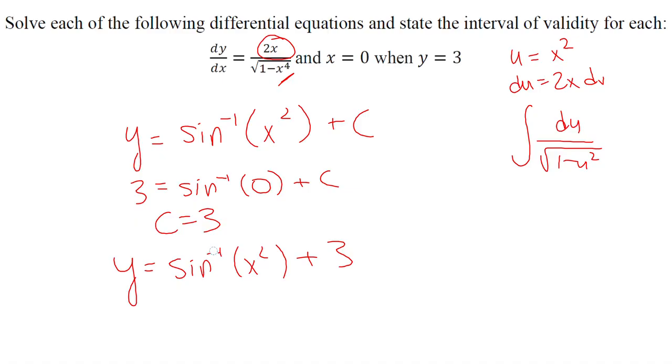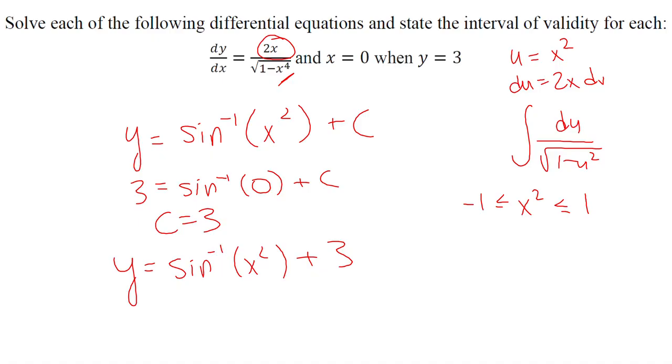And of course, we have to think about the interval of validity. We can only take the inverse sine of things that are between -1 and 1. Right? So the value that we take the inverse sine of has to be on that interval. So that means that the thing that we're taking the inverse sine of, x squared, has to be less than or equal to 1, greater than or equal to -1.